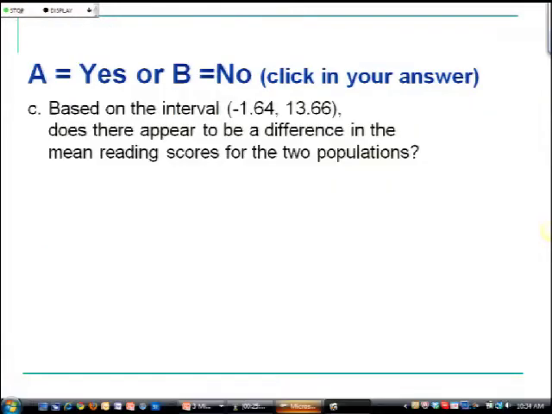So our question says, based on our interval, does there appear to be a difference in the mean reading scores for our two populations of students? Does there appear to be a difference? What are you looking for to see if it's in the interval or not? Zero. So check with your neighbor to see if you come up with the same conclusion. We can see that zero's in the interval, but what does that mean? Should you click yes or should you click no?